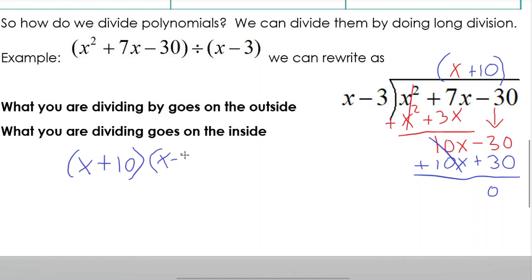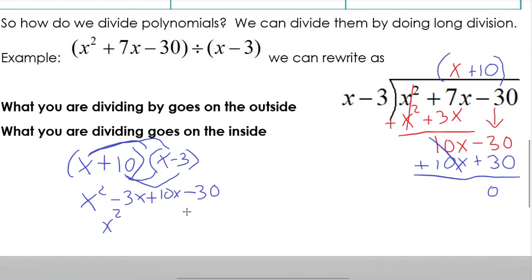If I wanted to multiply this, I would do FOIL first. First, x times x is x squared. Outside, x times negative 3 is negative 3x. Inside, 10 times x is 10x. Last, 10 times negative 3 is negative 30. And then I would combine my like terms, and the good thing about FOIL is my like terms are always in the middle. So negative 3x plus 10x is 7x, and I can't combine that minus 30 with anything, so I bring it down. And this right here gives me the same thing that we started with. So I know we got it right, and this is our answer, x plus 10.